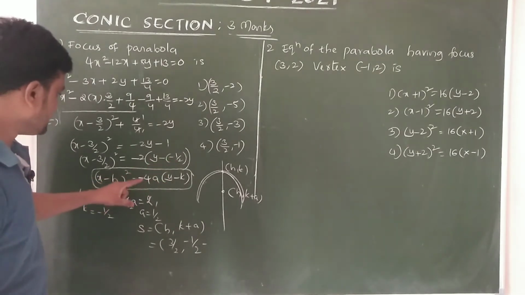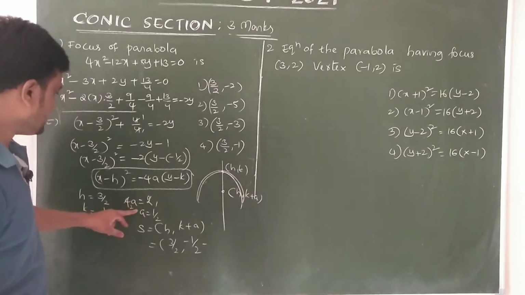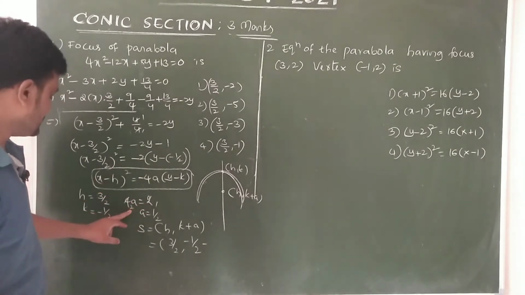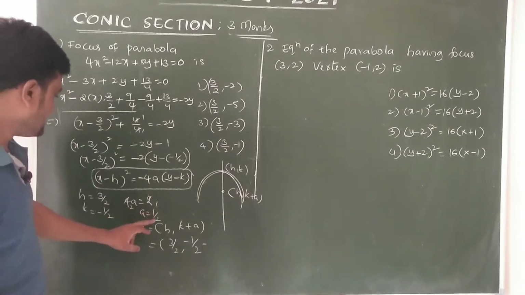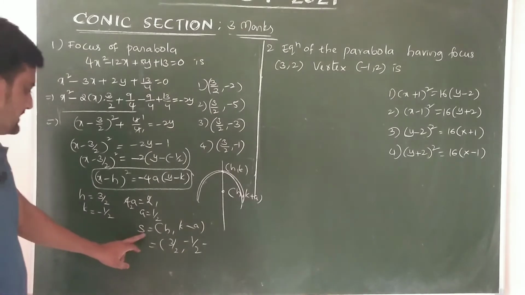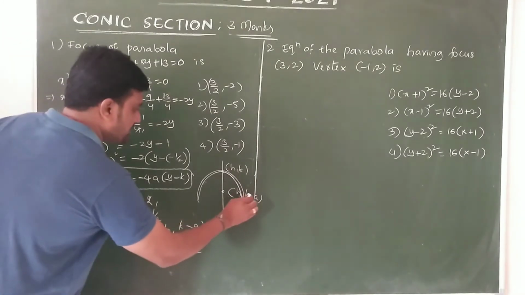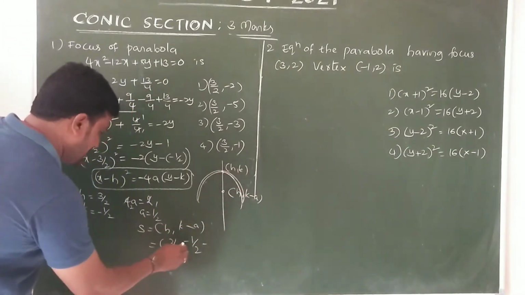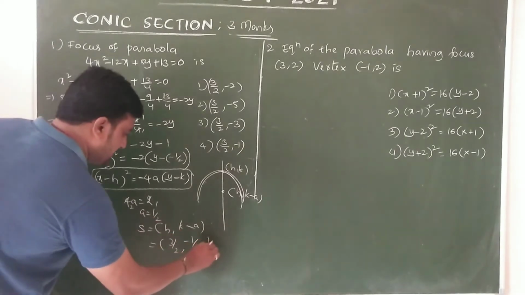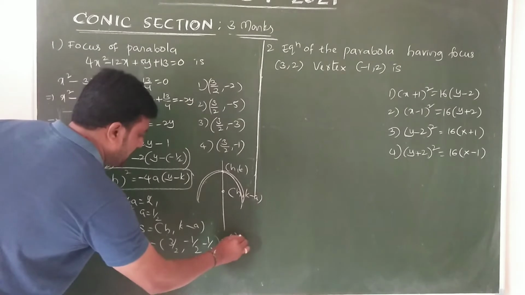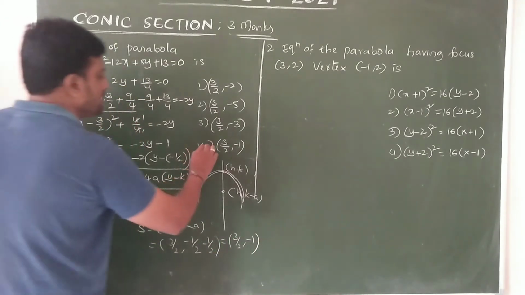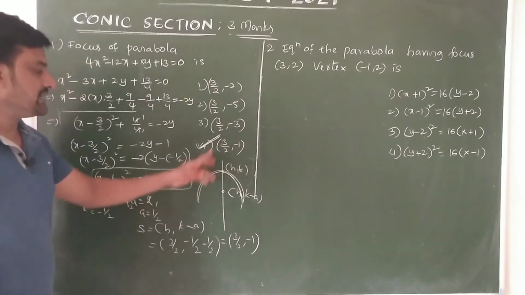Then what about it, okay. 2, 2 ones are 2, 2s get cancelled. a equals 1 by 2. Sorry, focus equals h comma k minus a, because it is reverse, yes or no. Now minus 1 by 2 already here and a equals 1 by 2, so 3 by 2 comma minus 1, okay. Which option? Fourth option is the right option, okay.